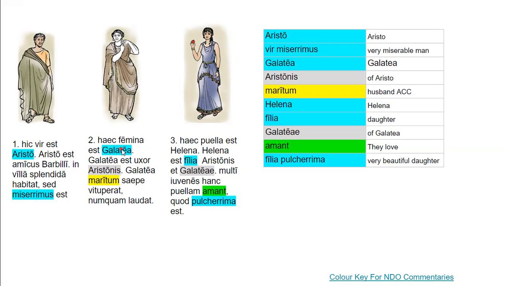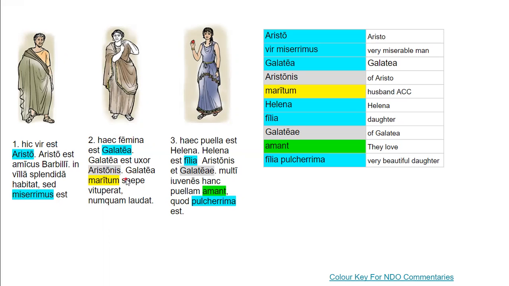Haec femina est Galatea. This woman is Galatea. So we can see the difference. Hic is nominative singular masculine. Haec is feminine singular. Both are nominative. Galatea est uxor Aristonis. So Galatea is the wife of Aristo. This is genitive, third declension.